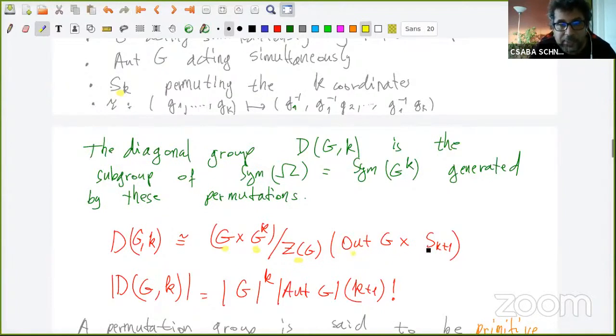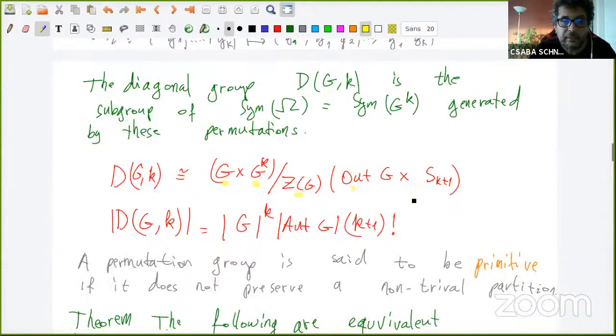And this S_{K+1} arises as the group generated by S_K and tau. So this is why this tau is necessary: we need a permutation group on K plus 1 letters, right? And so this is the abstract structure of this group, and so its order, for instance, you can calculate whenever G is finite.